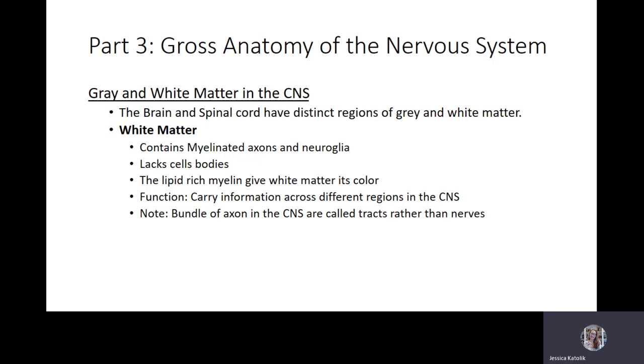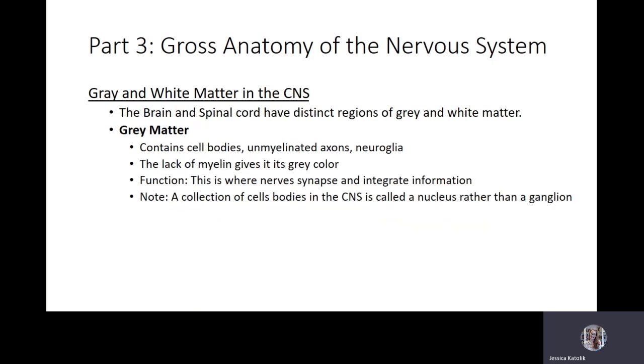Just a note on vocabulary. We've talked about bundles of axons in the central nervous system now and in the peripheral nervous system, but we use different vocabulary to describe them. A bundle of axons in the central nervous system is called a tract, while a bundle of axons in the peripheral nervous system is called a nerve. It's essentially a very similar structure. It's just we give it different vocabulary depending on what division of the nervous system we're talking about. So just be aware of that as we move forward.